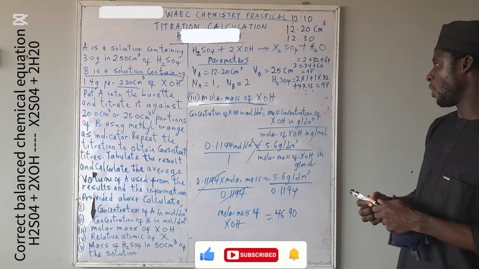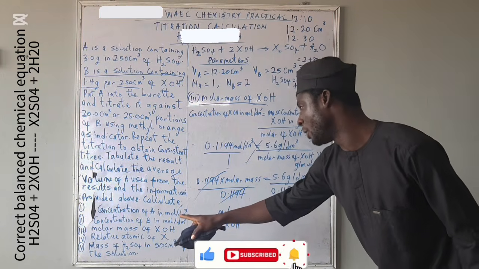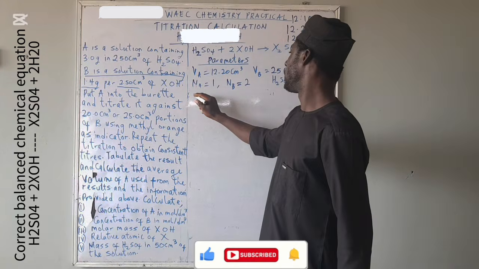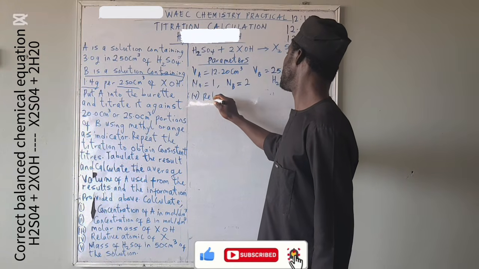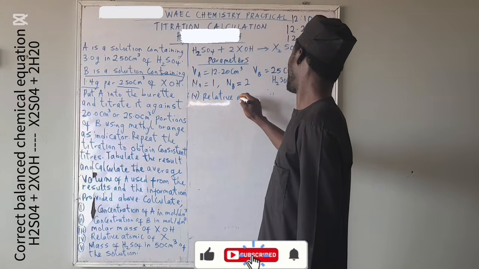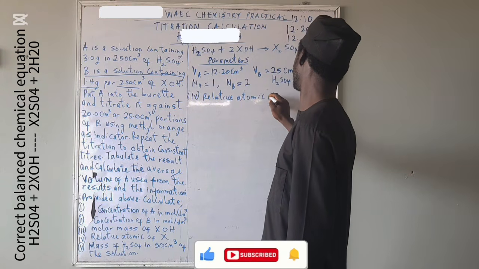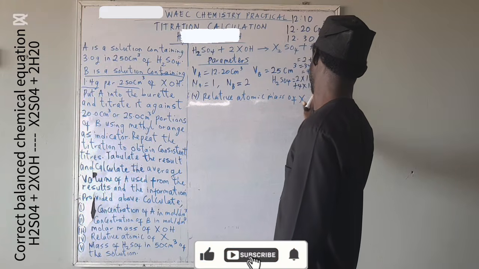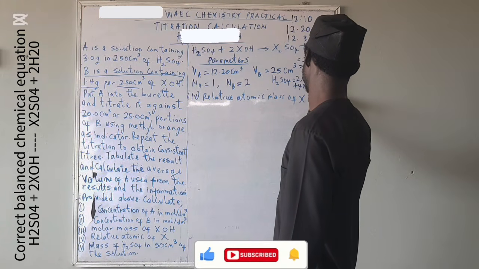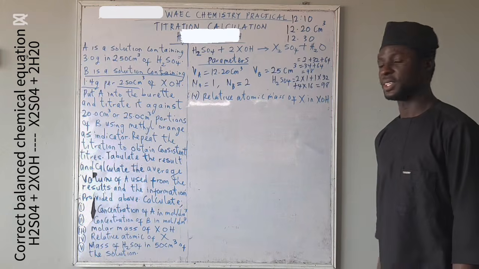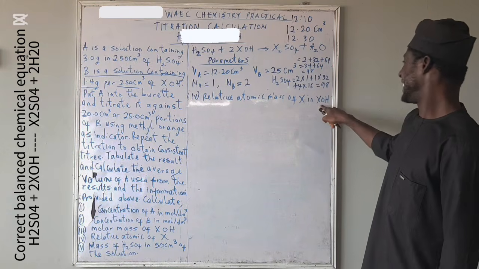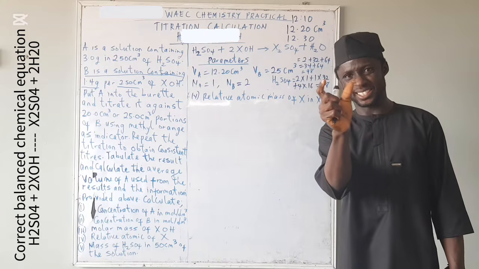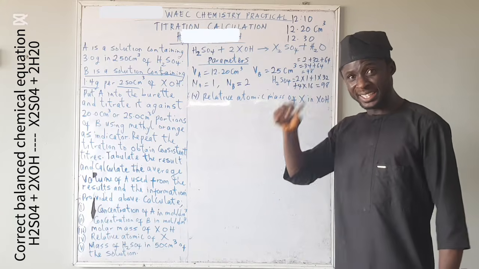The fourth question that we have here is the relative atomic mass of X. Now to do number 4. Number 4 is the relative atomic mass of X in SOH. Let me put it like that. Now, I want to find how many S is in SOH. We want to find the atomic mass of X in that SOH.